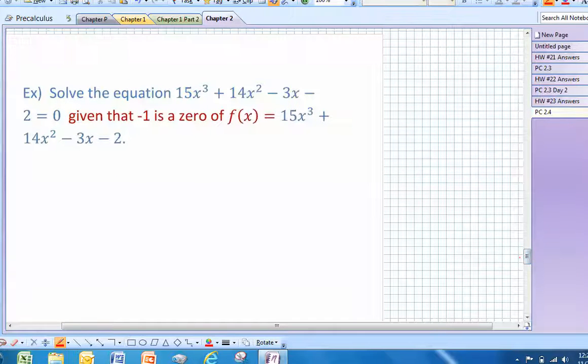If I had a question like this, I said solve the equation 15x to the third plus 14x squared minus 3x minus 2 equals 0. Given that -1 is a 0 of the function, well, if -1 is a 0, that means when I substitute it in, or if I do synthetic division, that the remainder should be 0. Well, let's check.